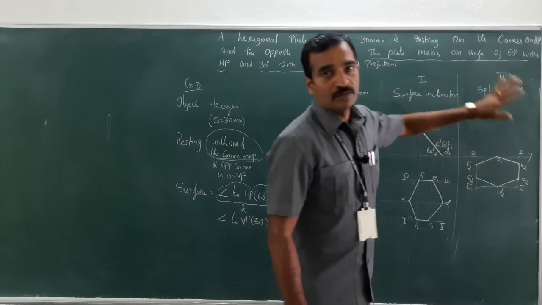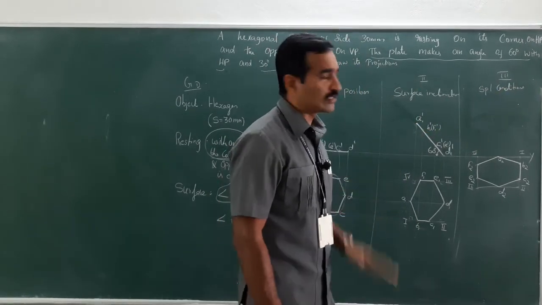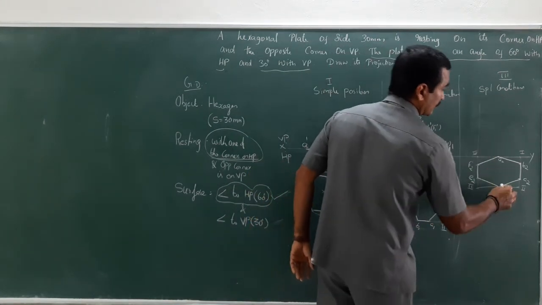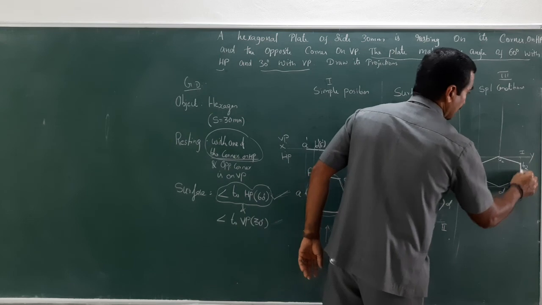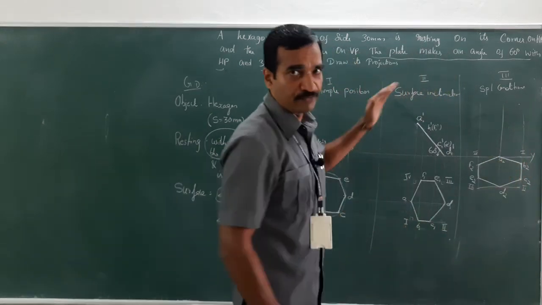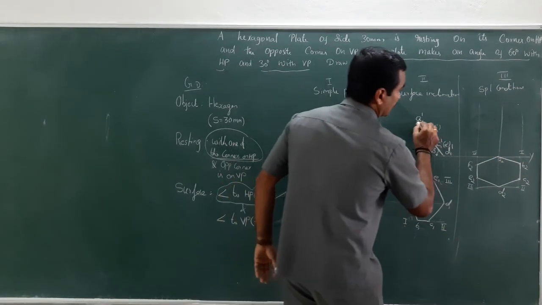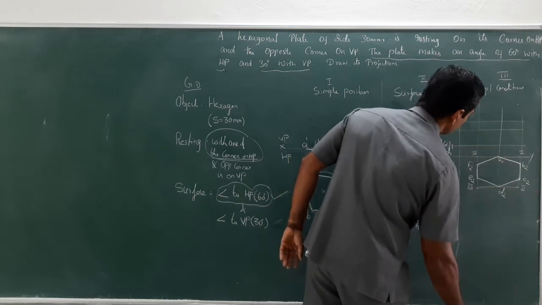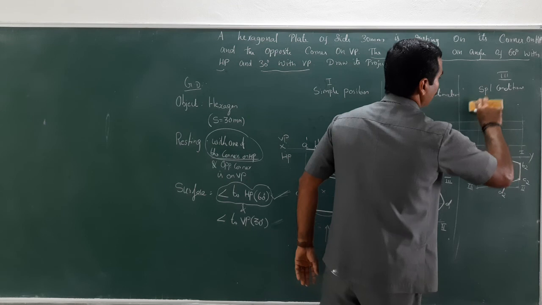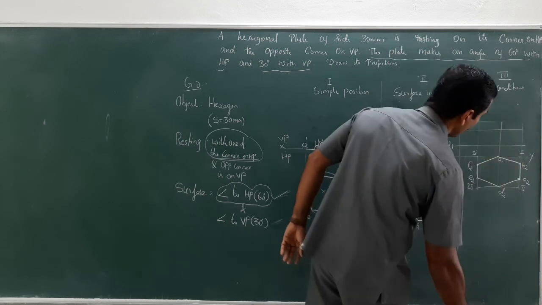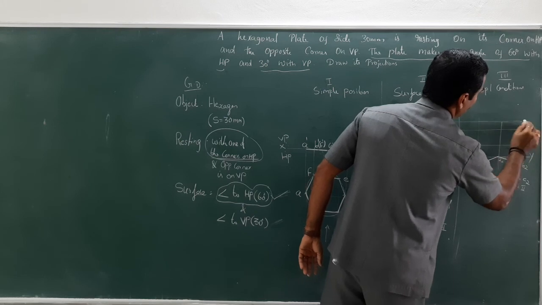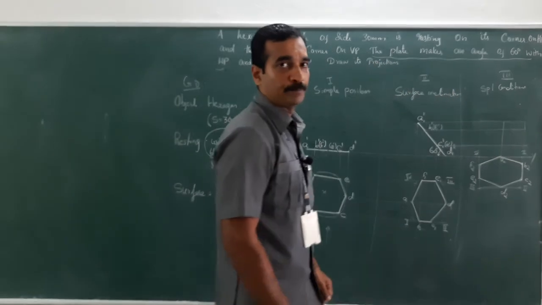What about the final front view? We'll have to just simply project all the corners vertically upwards. Projectors. Now from the front view, draw horizontal projectors. Horizontal projectors. So now this is the box which I obtained. Within the box only I am going to get the final front view of the hexagon.